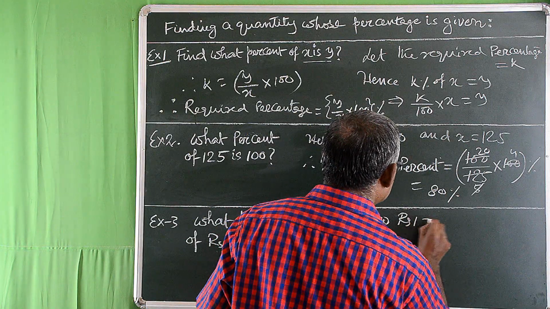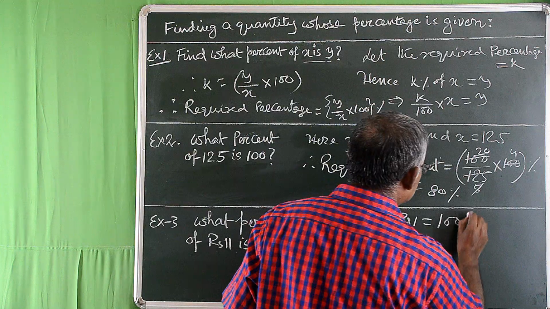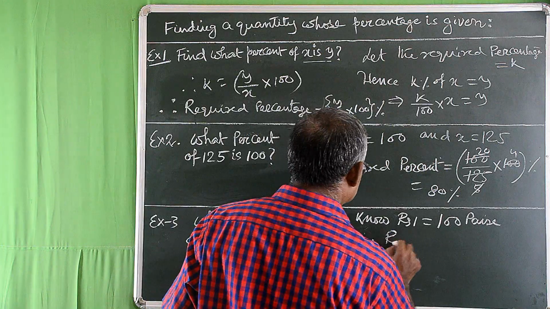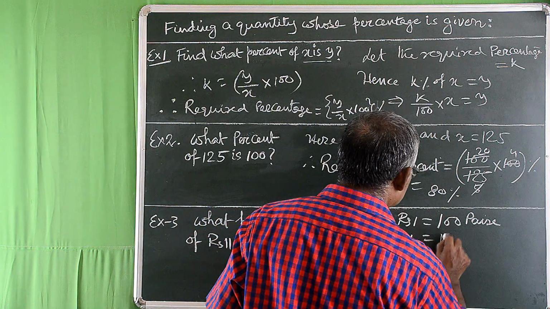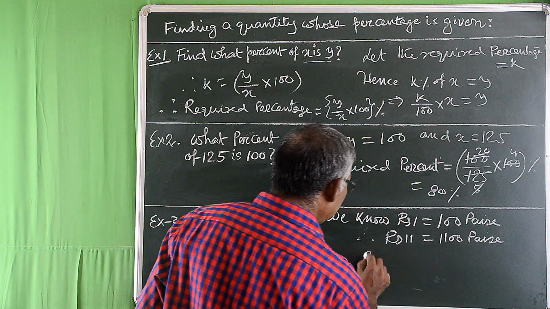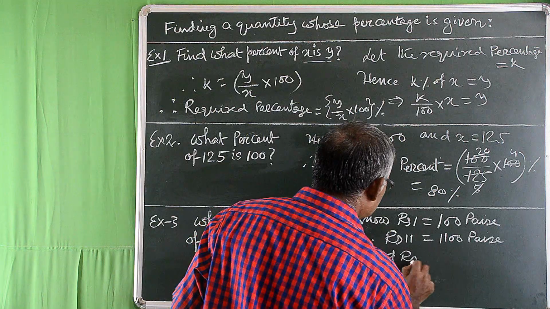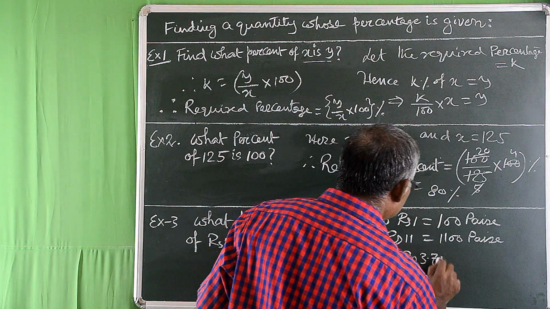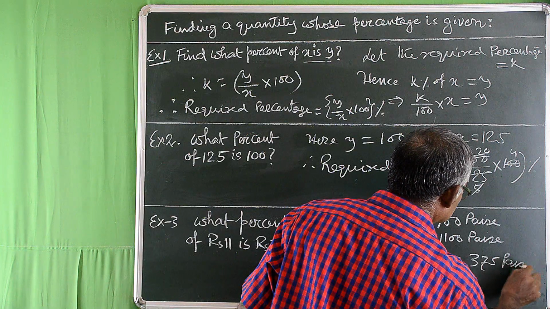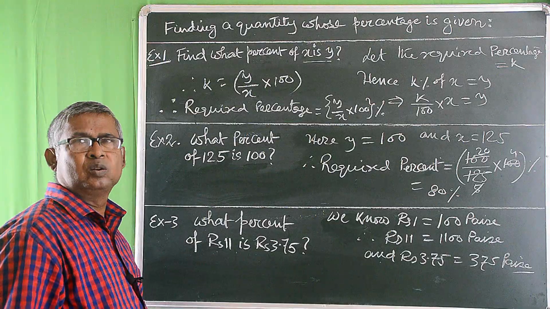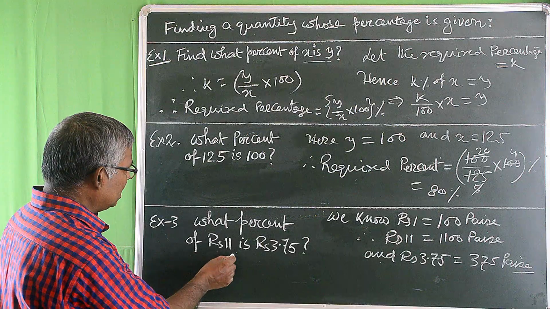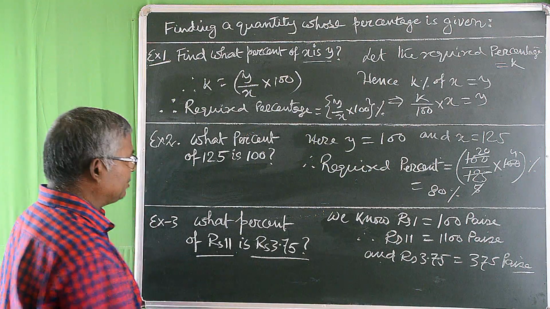Rupees 1 equal to 100 paisa. Therefore rupees 11 and rupees 3.75 equal to 375 paisa. Students, whenever we are solving these type of problems, we have to remember both the numbers must be of same type.